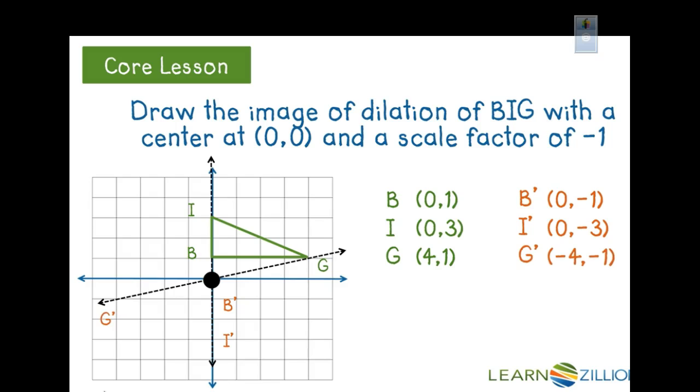And we can plot each of those vertices and connect them to have the image. We have B', I', G' is the image under dilation. The corresponding segments BI and B'I' are on the same line because the pre-image segments go through the center, where IG and I'G' are parallel to each other. You should also notice that the orientation of the image has changed. This is the first time we've seen that in a dilation.